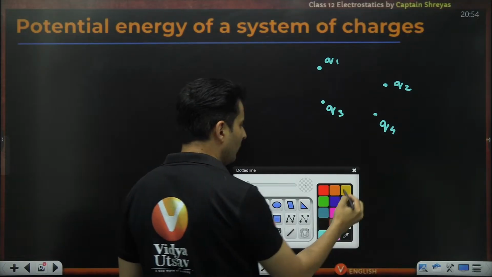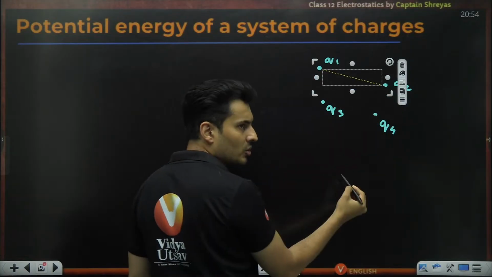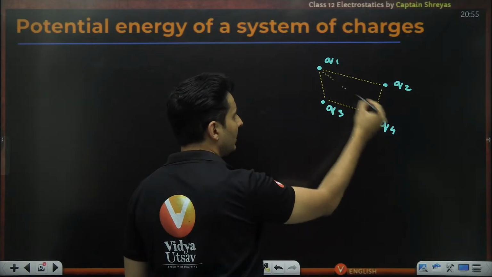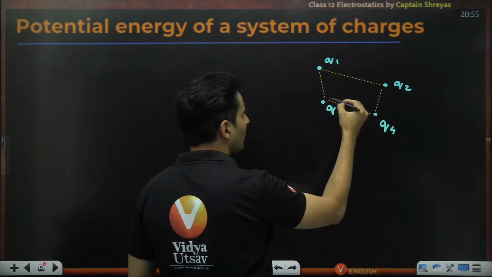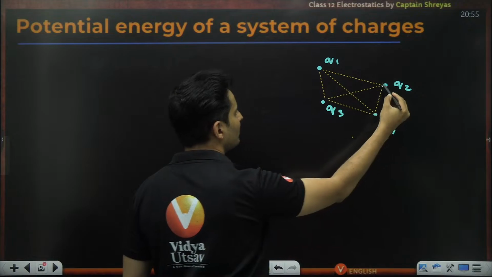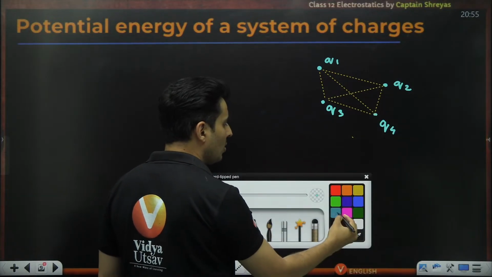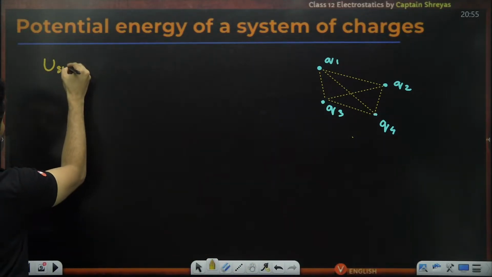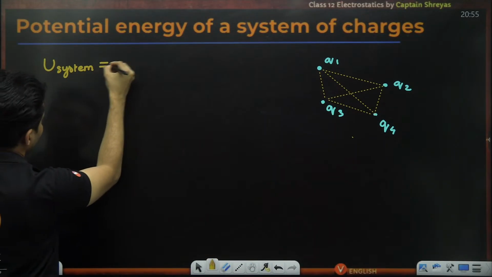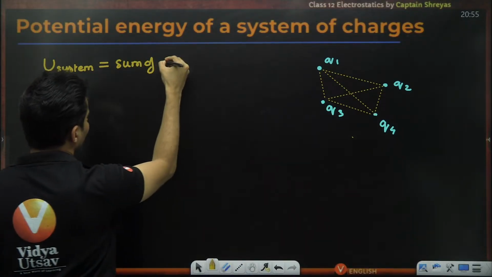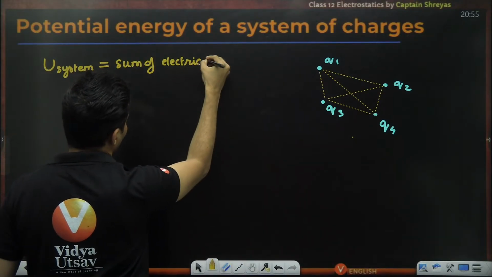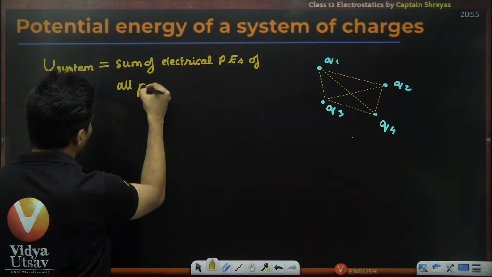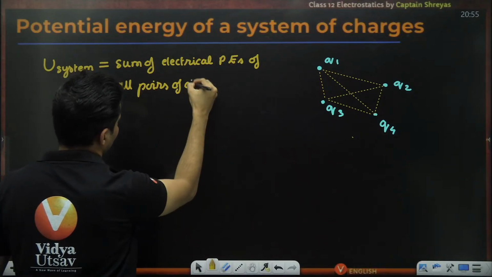What you do is try to figure out the potential energy between these two, then between these two, then between these two, then between these two, then between these two. Basically, all the combinations possible. So, whenever you have a system of charges, the potential energy of the system is basically the sum of the electrical potential energies of all the pairs of charges.